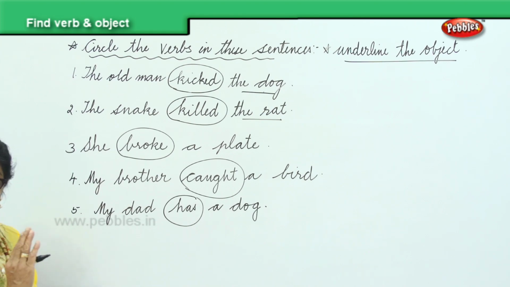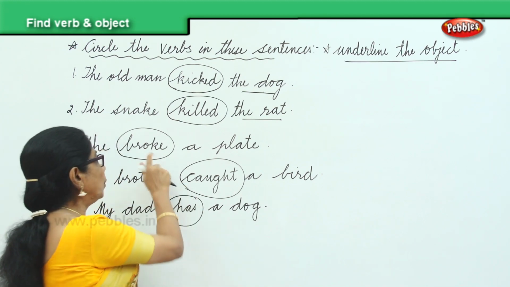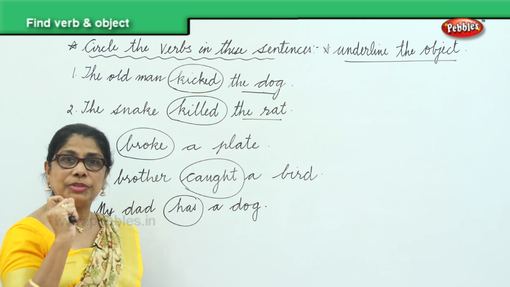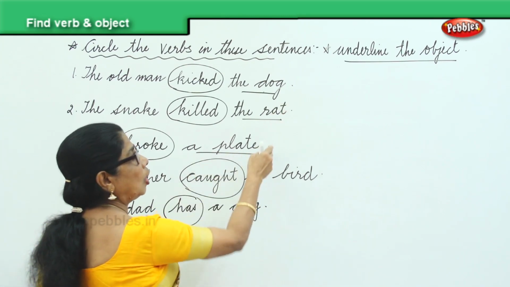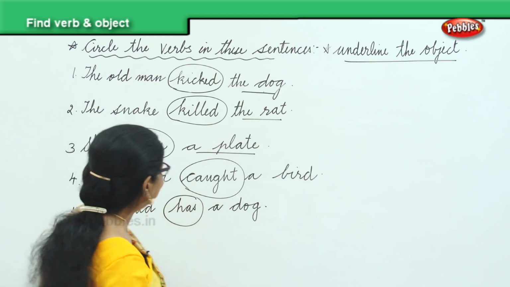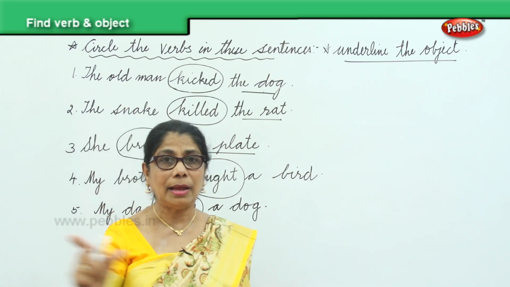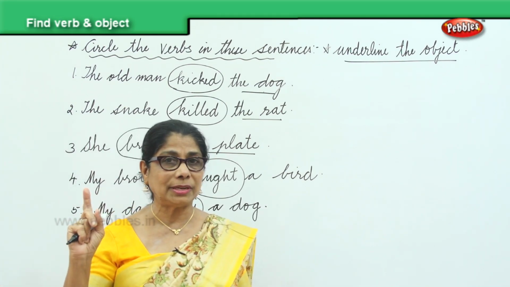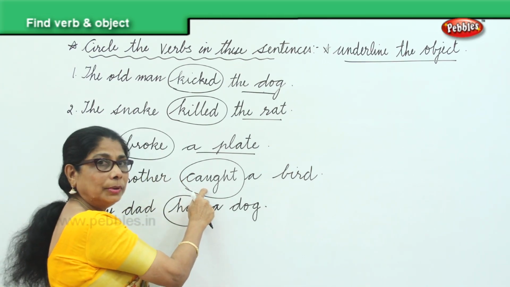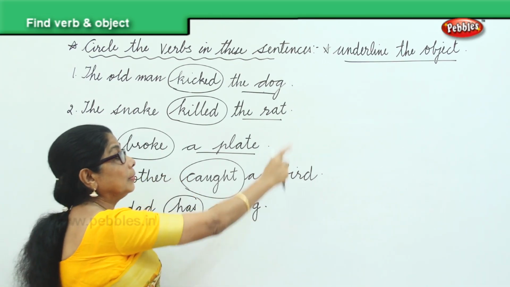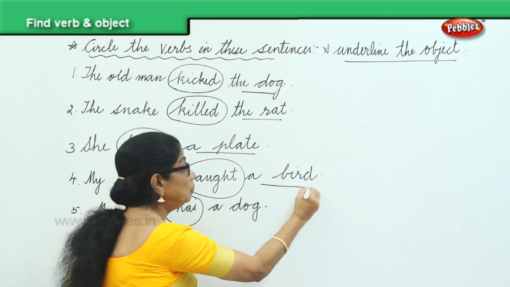The next sentence we have, she broke a plate. The subject, she. What action did she do? She did break a plate. She broke. Now, object. What object did she break? Plate. Plate is the object. All right? And the next sentence you have, my brother caught a bird. My brother is the subject. What did he catch? He caught. That is the verb. What did he catch? He caught a bird. A bird, this is the object that he caught.